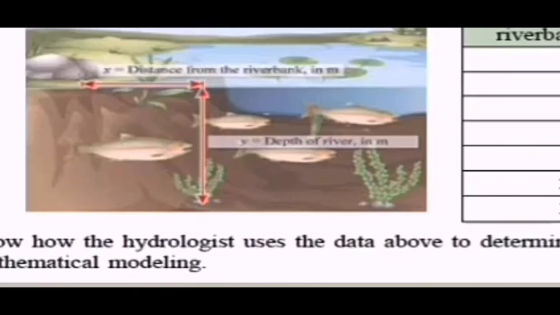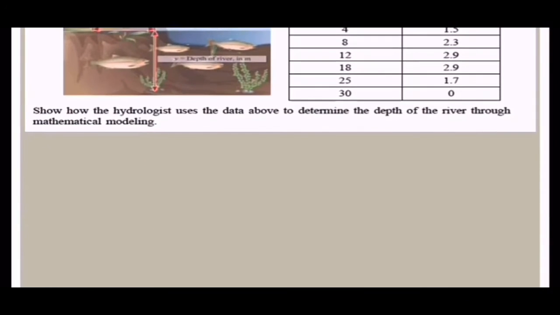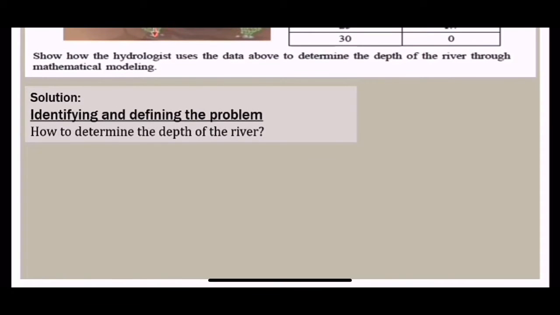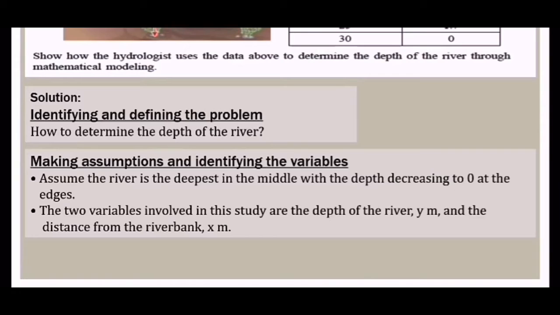The first step is identifying and defining the problem. In the question, we can see the problem is how to determine the depth of the river. Then, we must make an assumption and identify the variables. We must assume the river is the deepest in the middle with the depth decreasing to 0 at the edges. The two variables involved in this study are the depth of the river y meter and the distance from the riverbank x meter.